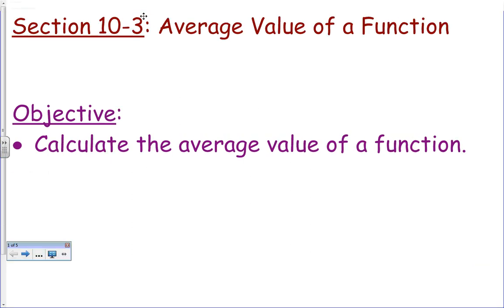Section 10-3 is on the average value of a function. The objective of this section is to calculate the average value of a function. All right, so let's start out with average velocity.